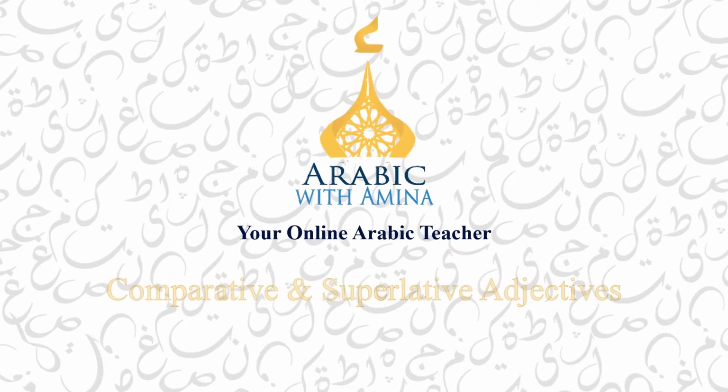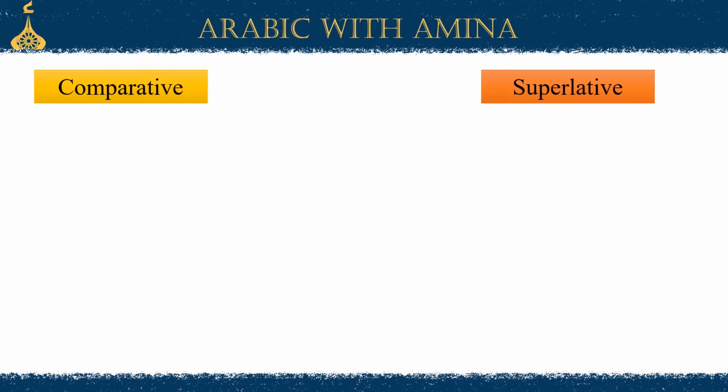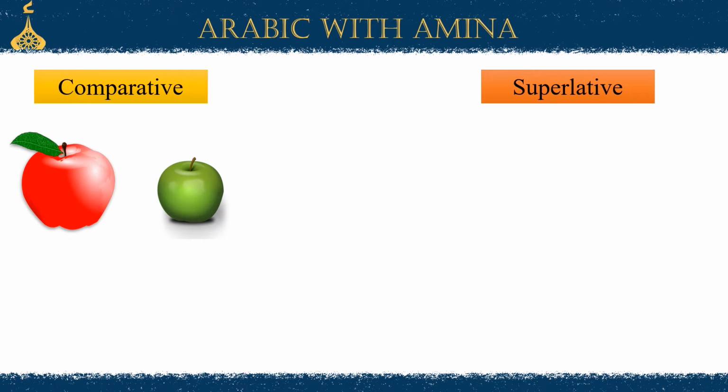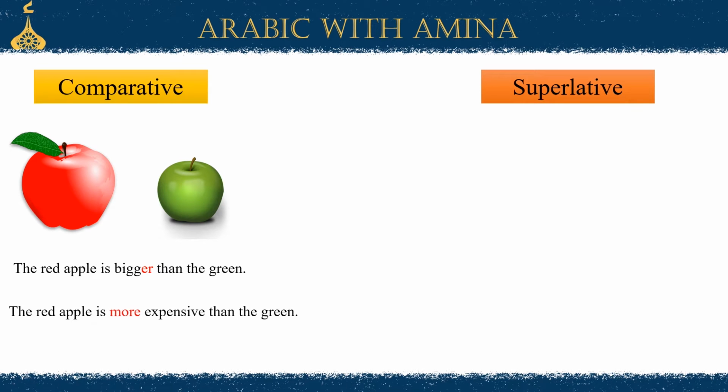In today's video we are going to be learning about the comparative and superlative adjectives. You might be wondering, what are comparative and superlative adjectives? Well, comparative adjectives are used to compare two or more things or people. For example, the red apple is bigger than the green, or the red apple is more expensive than the green.